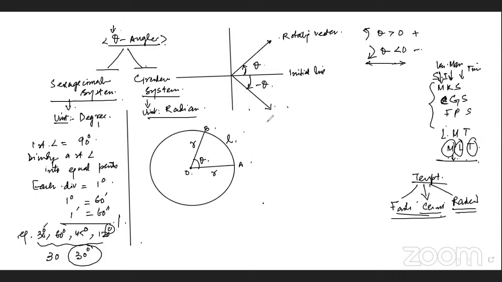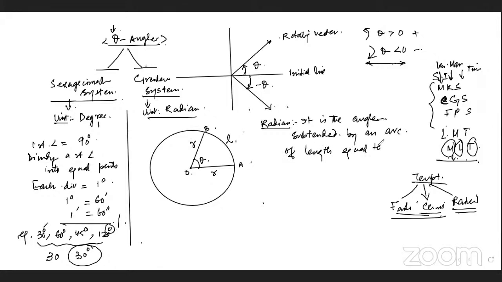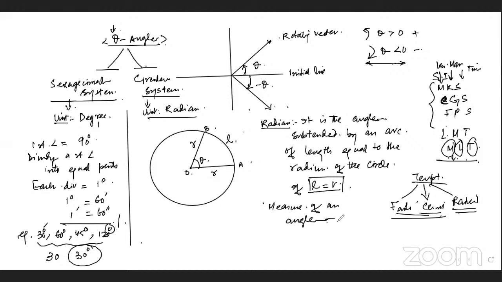So if we define the radian now, what is a radian? It is the angle subtended by an arc of length equal to the radius of the circle. Do you understand? That means if the length of the arc is equal to the radius of the circle, then the measure of the angle is equal to 1 radian.